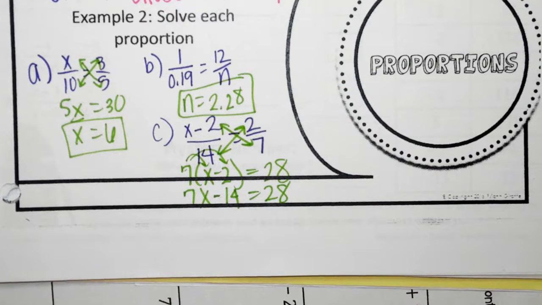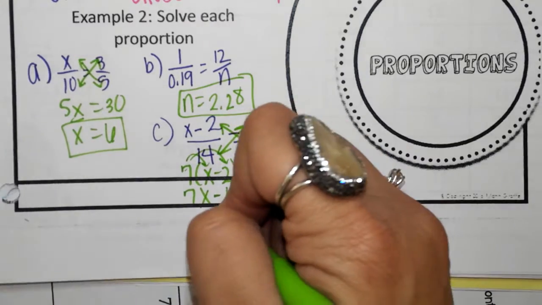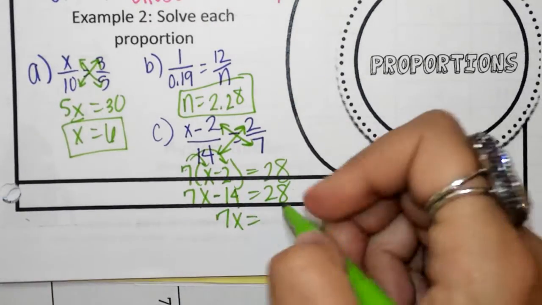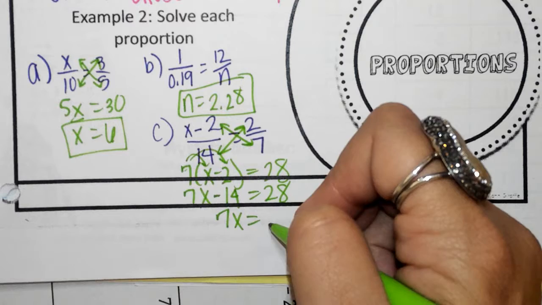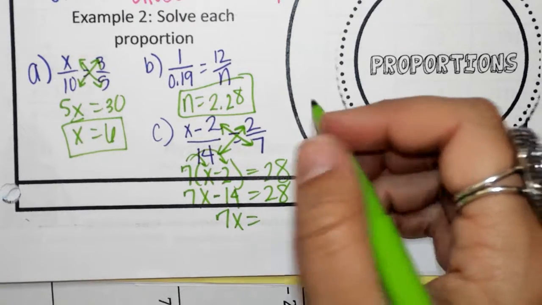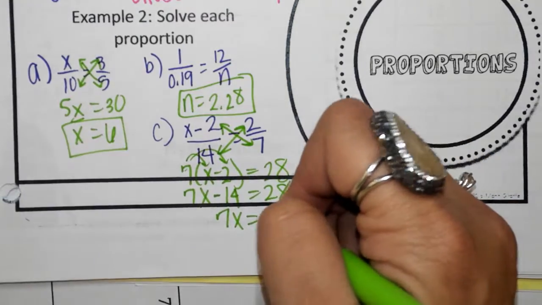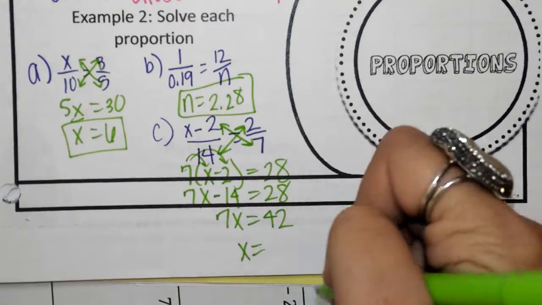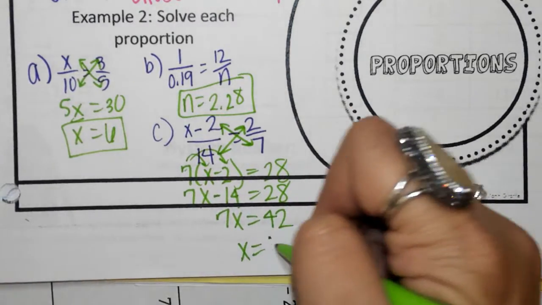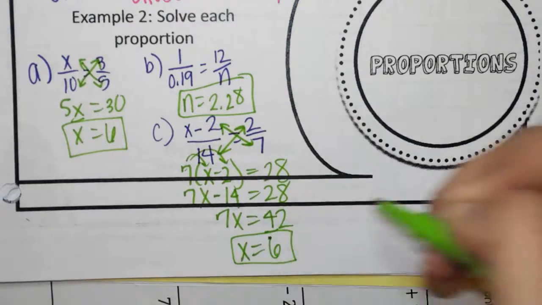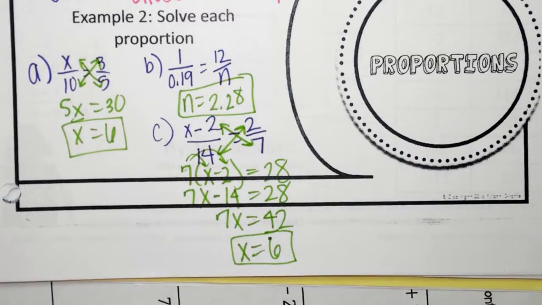And then what do I do from here? Add 14 to both sides. So 7x equals 42. And x equals what, tater tots? X equals 6. Yay! That's all you.